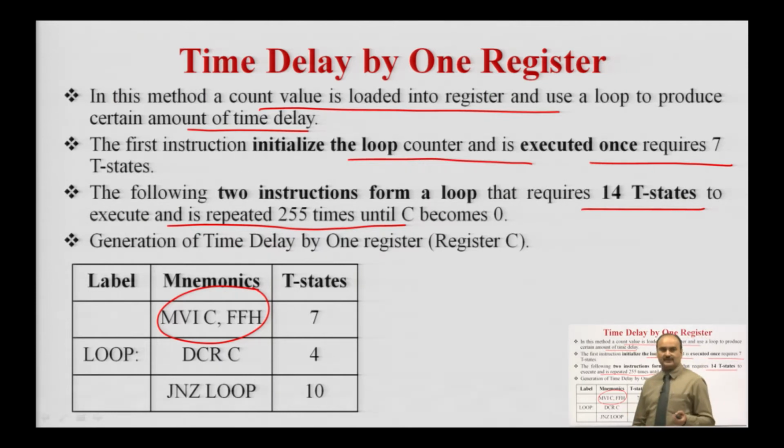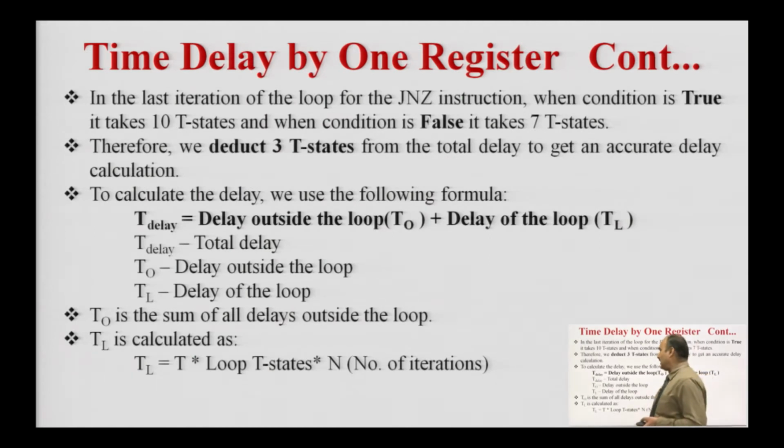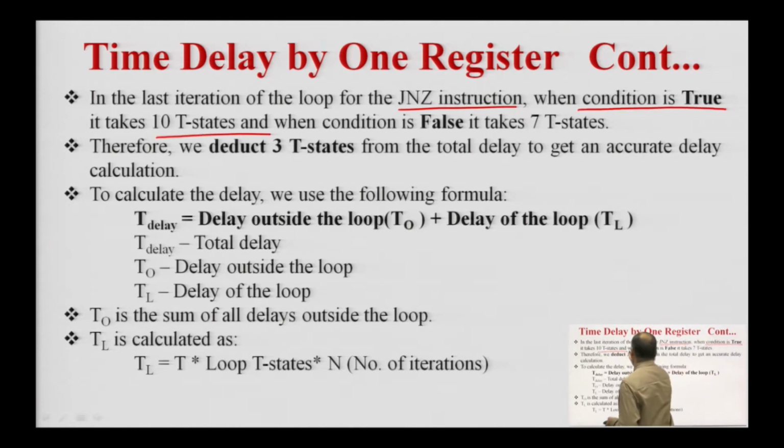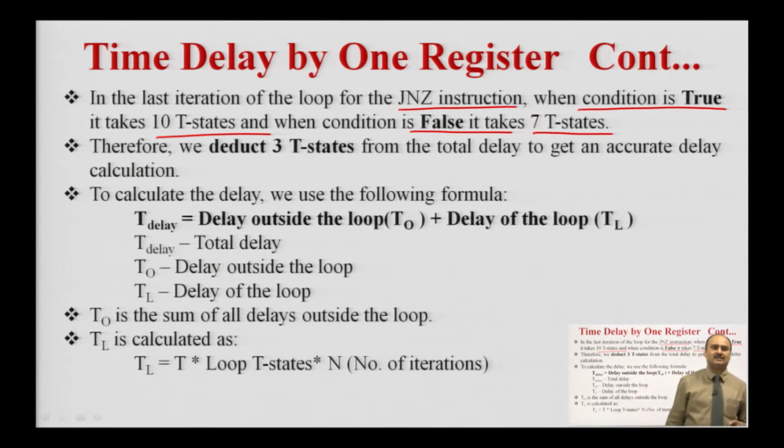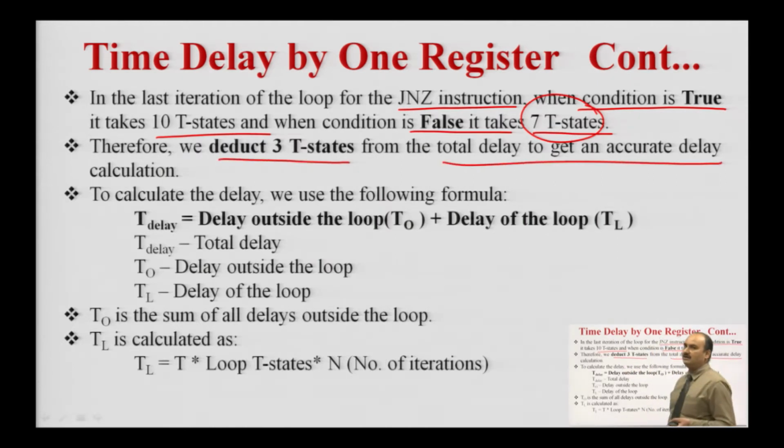14 T states. Now, to calculate the time delay, in the last iteration of the loop, the JNZ instruction, when the condition is true takes 10 T states and when the condition is false it takes 7 T states. So, this is required to remember. Therefore, we deduct 3 T states from the total delay to get the accurate delay.